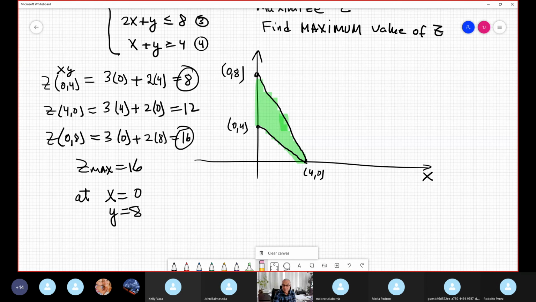Stop sharing. Now you see my face? No question? So the answer for the previous question was 16, correct? Yes, but not like that. Completely, the answer is: the maximum value is 16 at x equals 0 and y equals 8. It's important to give the point where it's maximum.